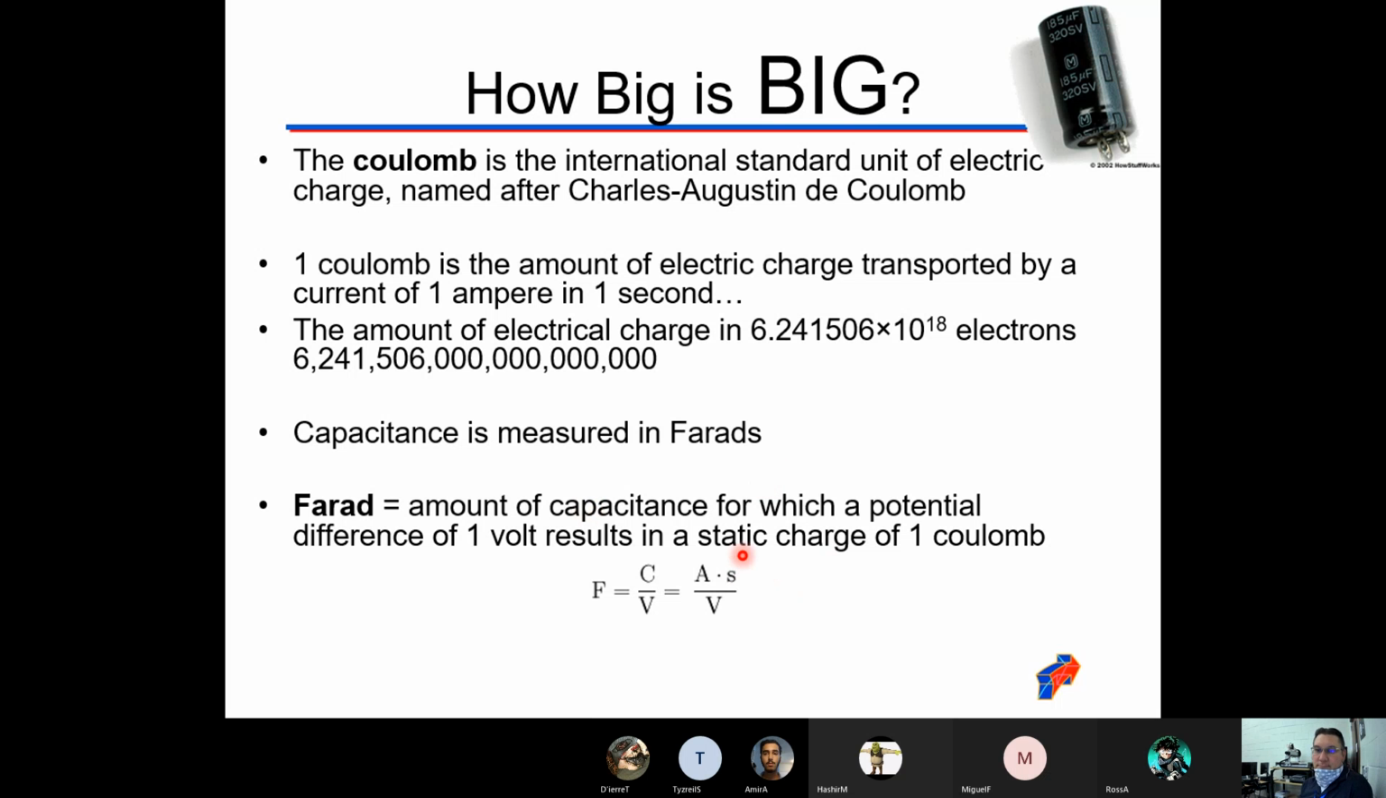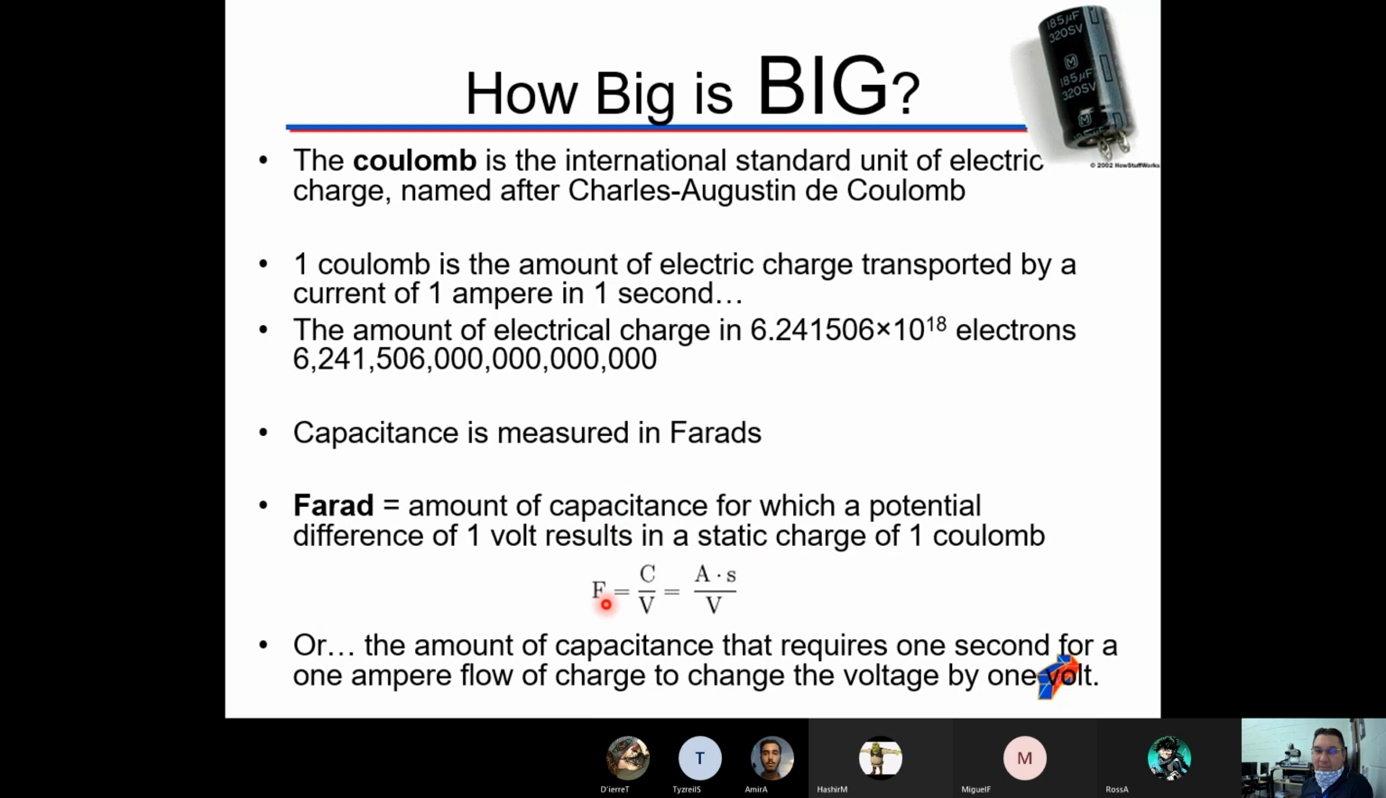I'll write down the equation. Farads is equal to the capacitance over the voltage. Your capacitance is your amperes times seconds over volts. What does C stand for? C is capacitance. Actually, this is a capital C, so this is your Coulomb, I think. No, that's right. We don't use this, but one time, and then we move on.